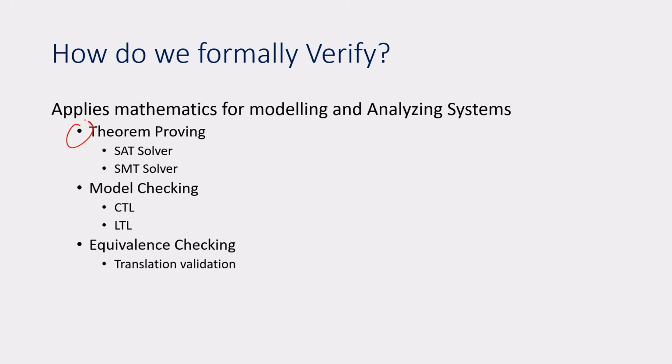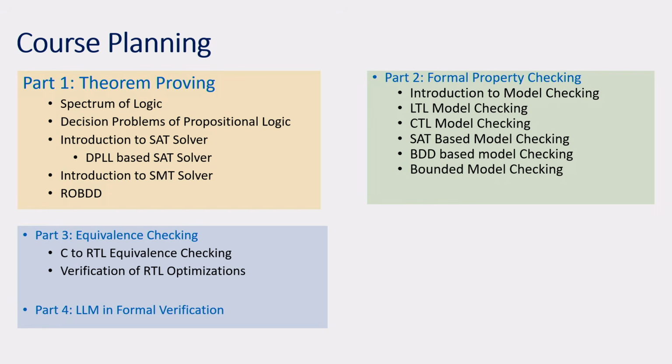functionally correct. Now, how do you formally verify? There are three primary techniques: theorem proving, model checking, and equivalence checking. In this course we will learn all these three techniques. So, I will give you a course plan. In the theorem proving part, we will learn the basics of logic, decision problems of logic, the details of the SAT solver, some basics of SMT solvers, and binary decision diagrams. So, that is the first part.